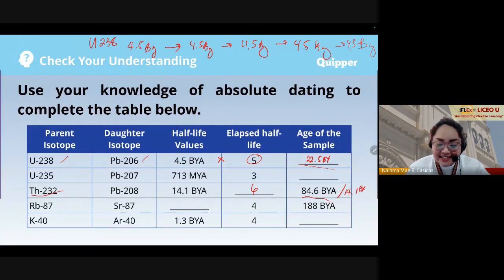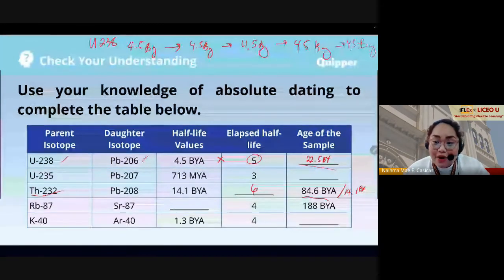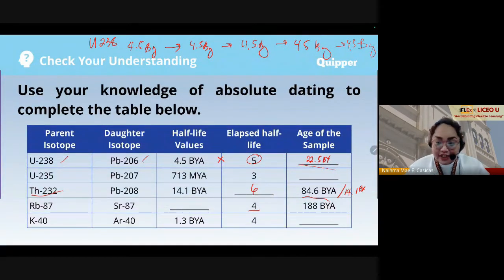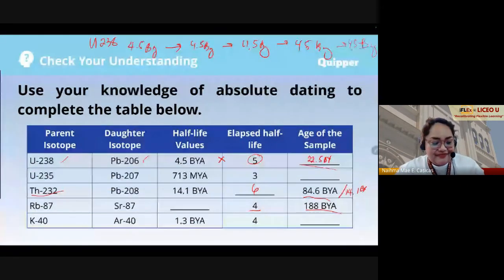And our last example is rubidium. Rubidium-87, which will become strontium-87. We don't know the half-life, but we know that it went through four cycles, because the age is 188 billion years. So what is the half-life?